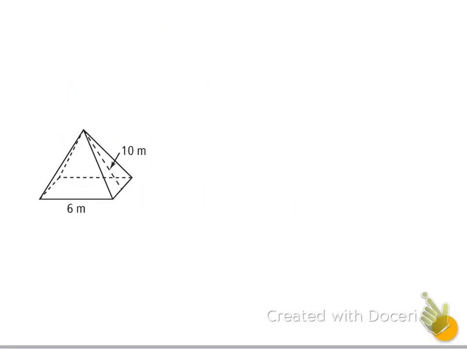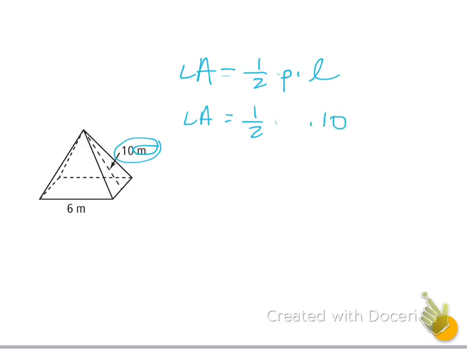Okay, here's our next one. So my lateral area equals 1/2 times my perimeter times my lateral. So we got 1/2 times, well, my lateral this time is 10, so times by 10. My perimeter, it looks like we have another square, so 6 times 4 will get me my perimeter because there's 4 sides. So 6 times 4 is 24. So the lateral area is 120 meters squared.